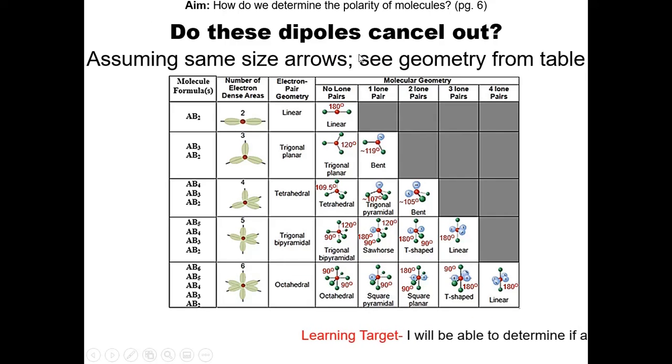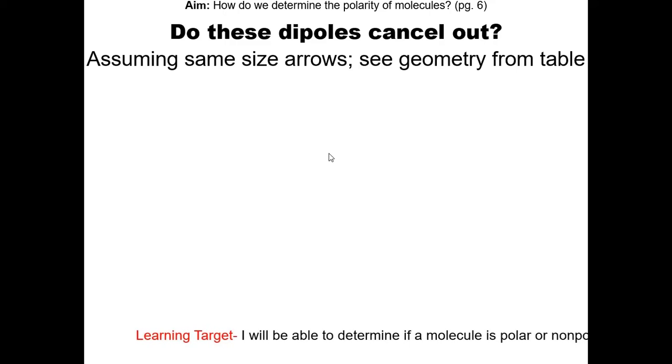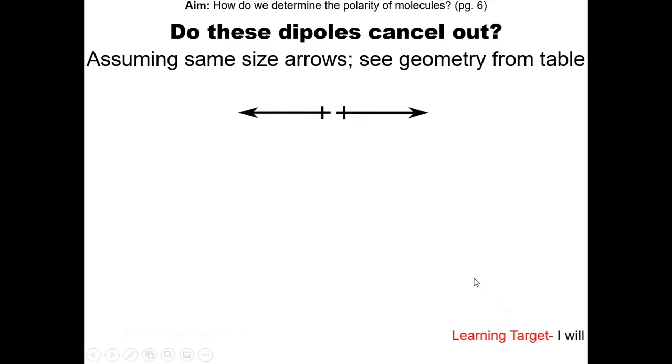Now we're going to do a small activity to figure out if the following dipoles cancel out. This will be based off the geometry from this table. In each of these examples, we're assuming the dipole arrows are the same size, so same magnitude, same type of bond. The first example is two dipole arrows with the same magnitude facing opposite directions. Remember, each dipole represents a polar bond.